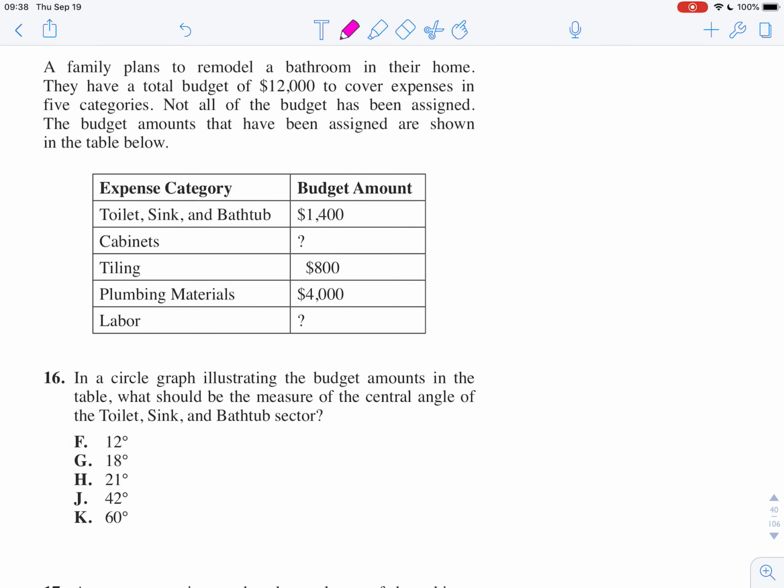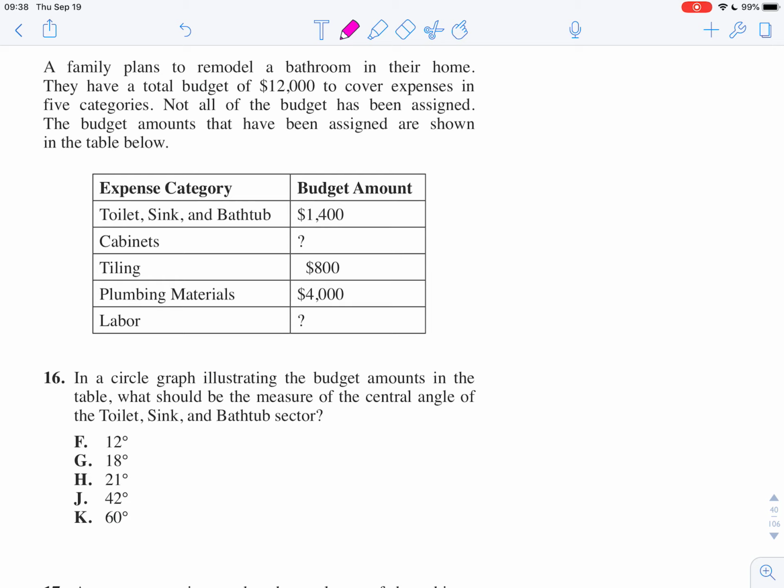Okay, so 16, part of a multi-part question. The information above the table tells us that the family plans to remodel a bathroom in their home, and they have a total budget of $12,000 to cover the expenses in the categories presented. Not all of the budget has been assigned, and the budget amounts that have been assigned are shown in the table.